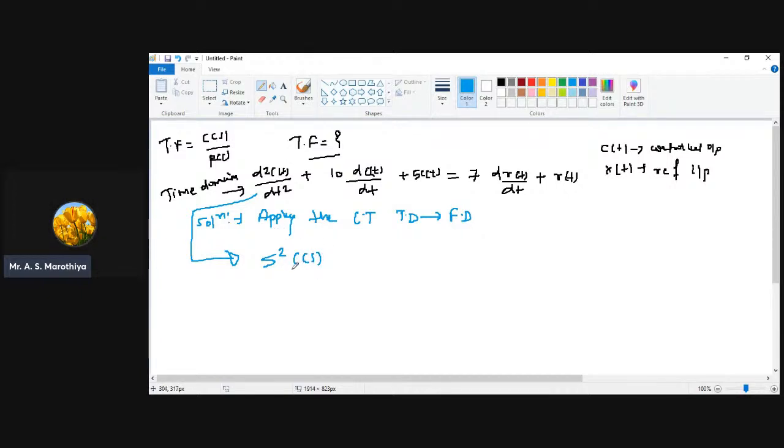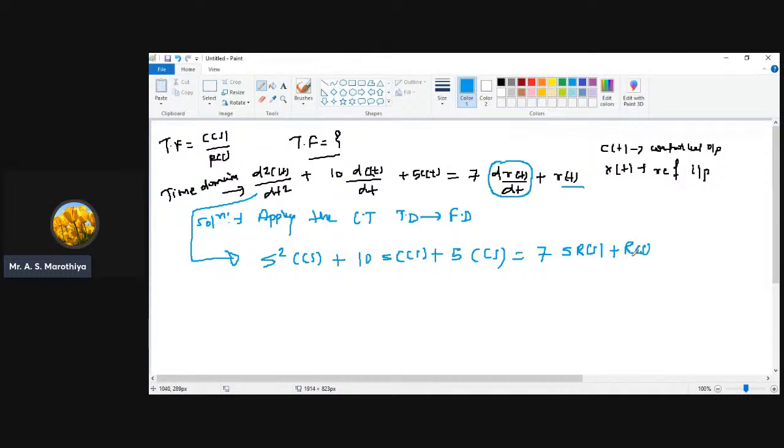That's why straight away we can take this as s square c of s, then plus, here we need to take 10. Then if you apply Laplace transform to this, Laplace transform of dc of t by dt, so it is going to be equals to what? S c of s, then plus 5 Laplace transform of the c of t is going to be equals to what? C of s. This is going to be equal to 7 times Laplace transform of this dr of t by dt. So it is going to be equals to what? S into capital R of S, plus Laplace transform this R of t is going to be R of S.